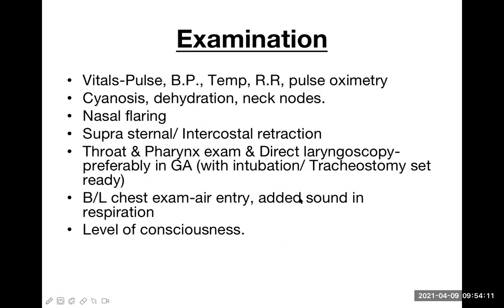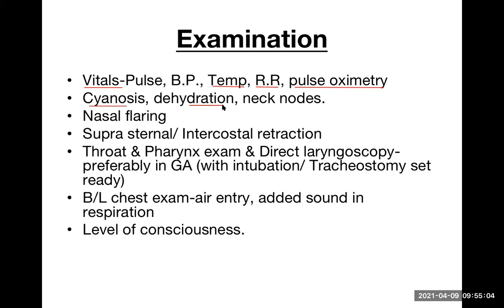Now, how to do examination of the child who presents with a stridor? Remember, most of the time, the children are quite sick. So we start with vital signs first, and general appearance of the patient. Vital signs: pulse, blood pressure, temperature, respiratory rate, and pulse oximetry. All are important here. But from the topic point of view, respiratory rate and pulse oximetry are more important than others. Temperature is also important because a few of these are infectious diseases. So pulse oximetry is taken all the time to make sure whether the child is hypoxic or not.